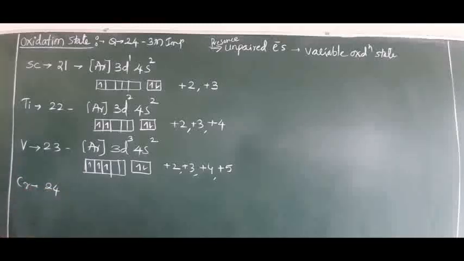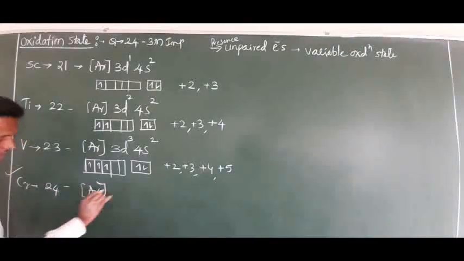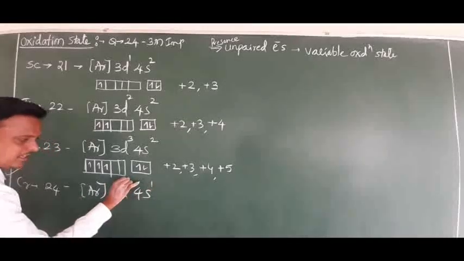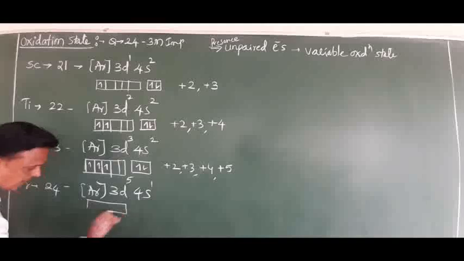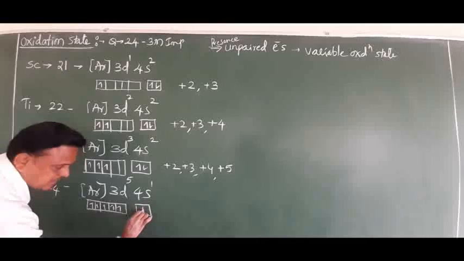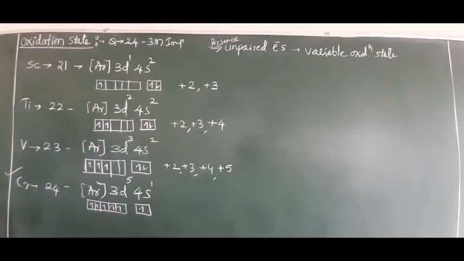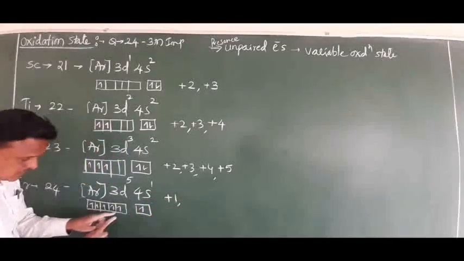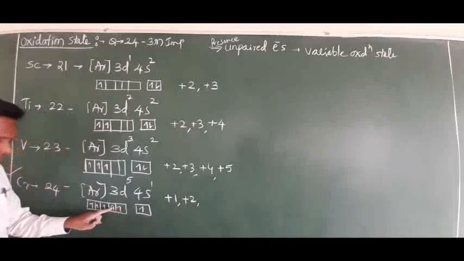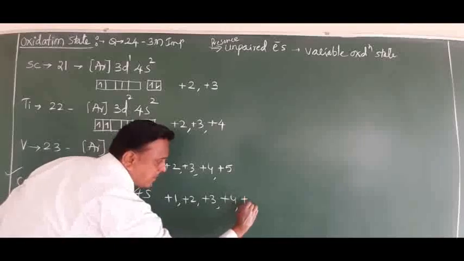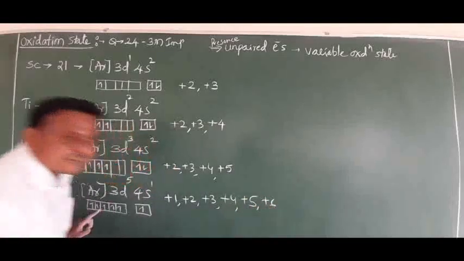This is 24, a special case. Here is the electronic configuration: argon 3d5 4s1. The d orbital has 5 unpaired electrons, 1, 2, 3, 4, 5, and the s orbital has 1. What about the oxidation state? The s orbital has only 1 electron, that's why the oxidation state is +1. Now +2, +3, +4, +5, and +6. This is the simplest.